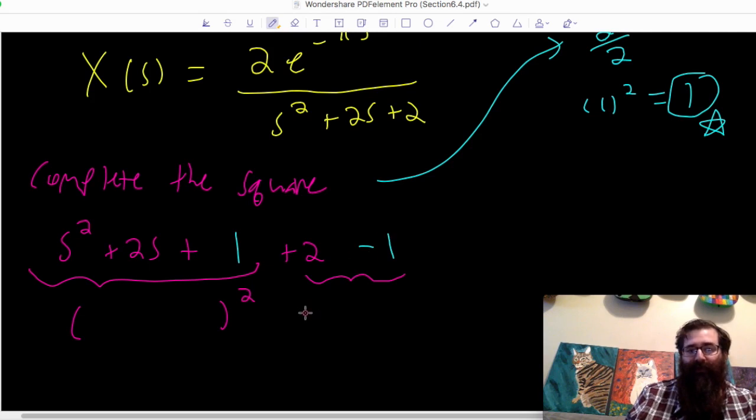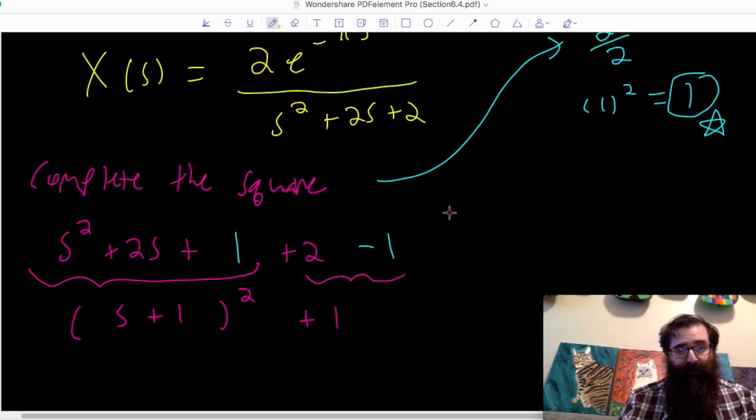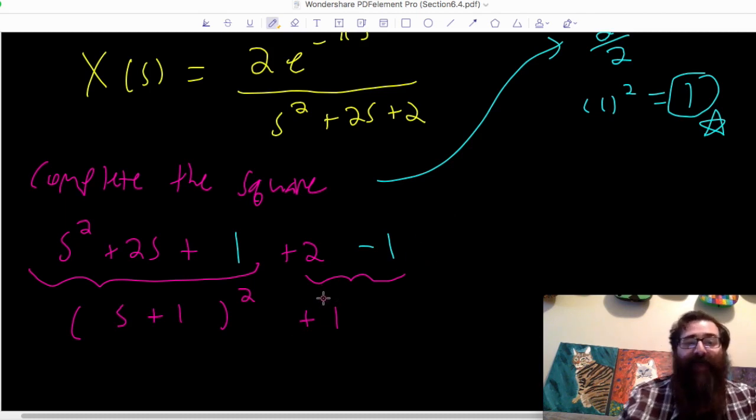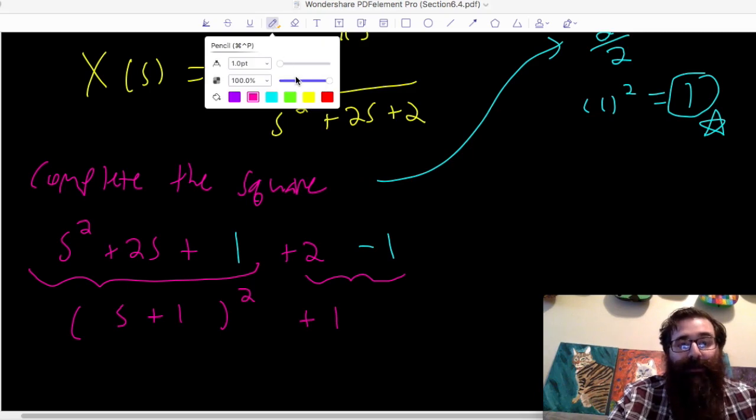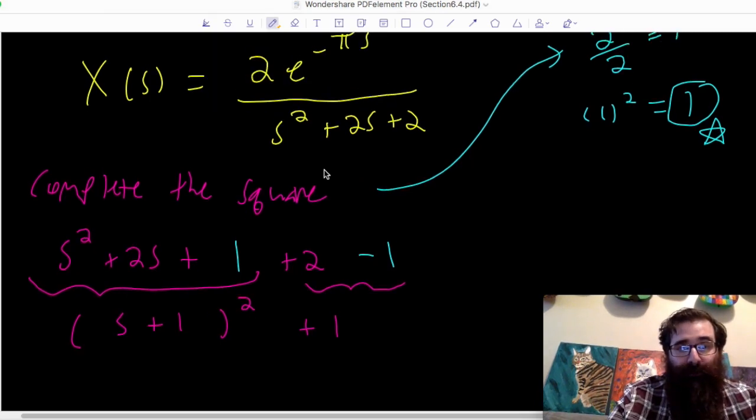We'd say 2 minus 1 gives me 1. But if I go back here, s squared plus 2s plus 1 is going to factor to give me s plus 1 quantity squared, or s plus 1 times s plus 1. And this is the same. If I were to expand this out, it would simplify to s squared plus 2s plus 2, but it's in a nicer form for me to work with, to manipulate.